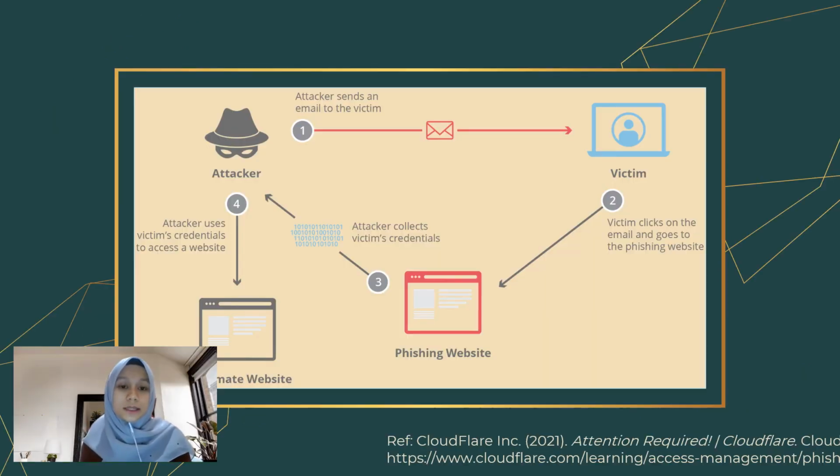Overall, this is how a phishing attack is done to the victim. As we can see, first the attacker sends an email containing a link to a clone website. Of course, the clone website will imitate a trusted website, such as a bank, Telekom Malaysia, or even social media such as Facebook, Twitter, and Instagram.